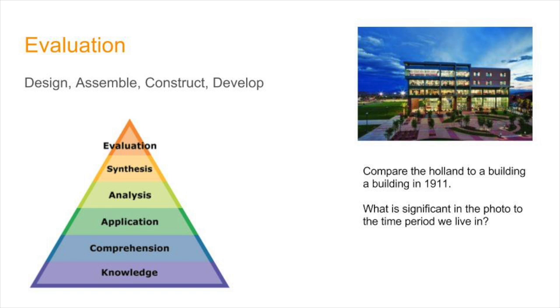The last tier to Bloom's taxonomy is evaluation, later to be revised as creating. It engenders judgments about the value of material and methods for given purposes. Example questions would be, compare the building to a building in 1911, or what is significant in the photo to the time period we live in today?